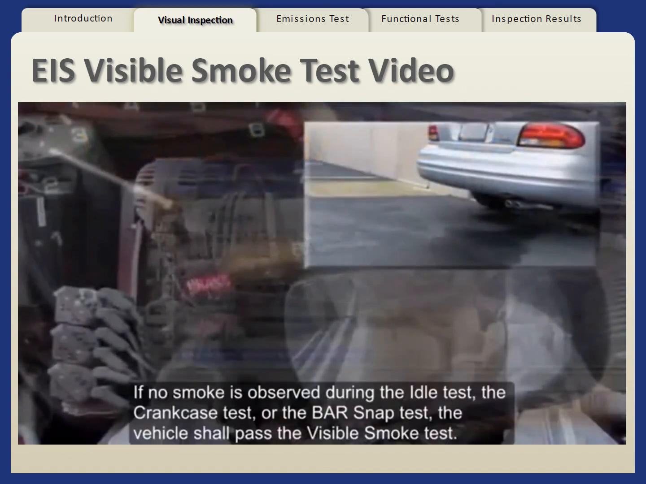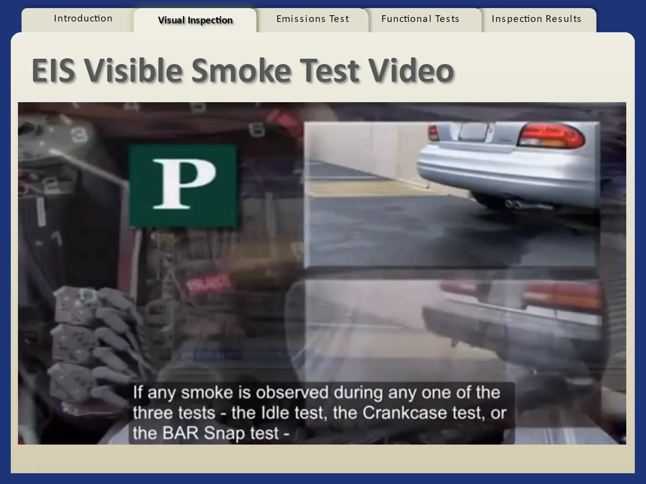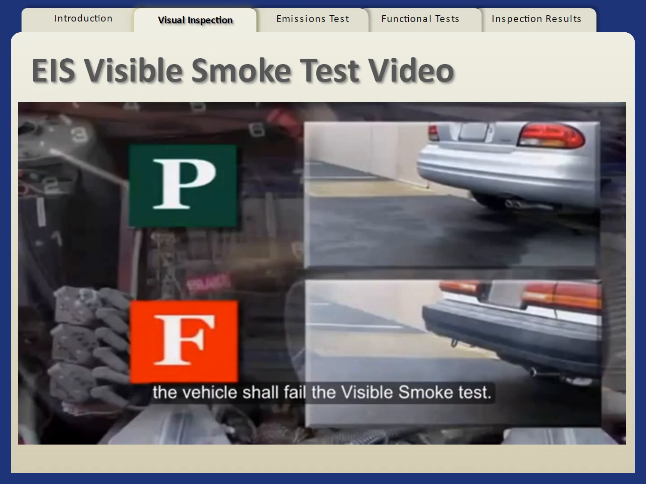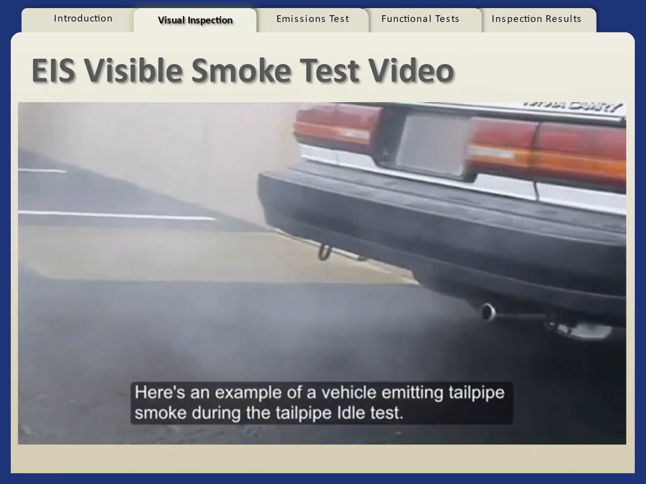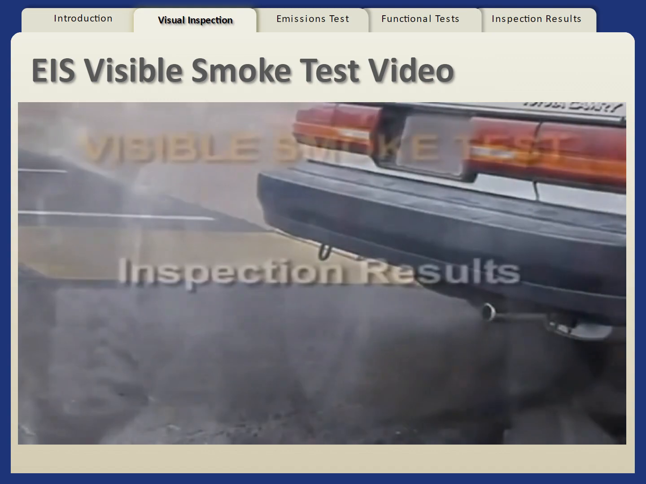If no smoke is observed during the idle test, the crankcase test, or the bar snap test, the vehicle shall pass the visible smoke test. If any smoke is observed during any one of the 3 tests, the idle test, the crankcase test, or the bar snap test, the vehicle shall fail the visible smoke test. Here is an example of a vehicle emitting tailpipe smoke during the tailpipe idle test. This vehicle would fail the visible smoke test.